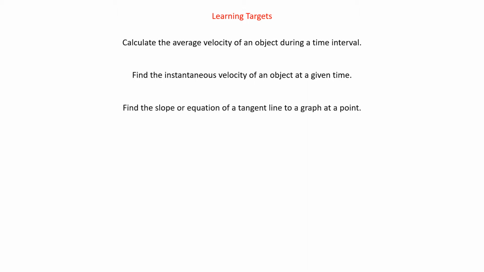We're going to find the slope or equation of a tangent line to a graph at a point. We've been talking about that. We're going to find the derivative of a function at a given point. Spoiler alert, that's actually going to be the exact same thing as the instantaneous velocity and the slope of a tangent line. And we're going to find the derivative of a function, which honestly, when I find the derivative of a function at a given point, I find the derivative of the function and then plug in the point. And that's what I'm going to show you how to do as well.